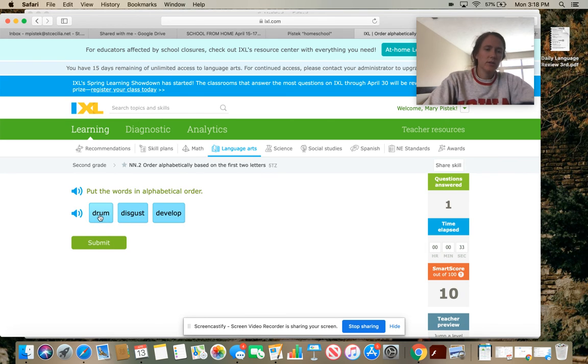Let's look at another one. So I have drum, disgust, and develop. So I have all D's. So now we're looking at all the second letters. So I have an R, I have an I, and I have an E. So A, B, C, D, E would come first. F, G, H, I, because disgust, K, L, M, N, O, P, Q, R. So drum would be third.